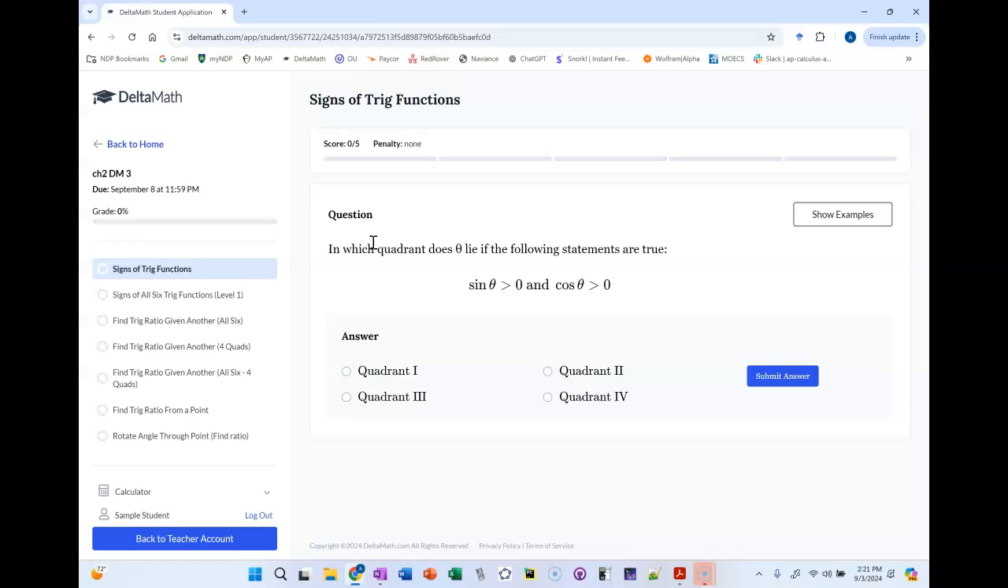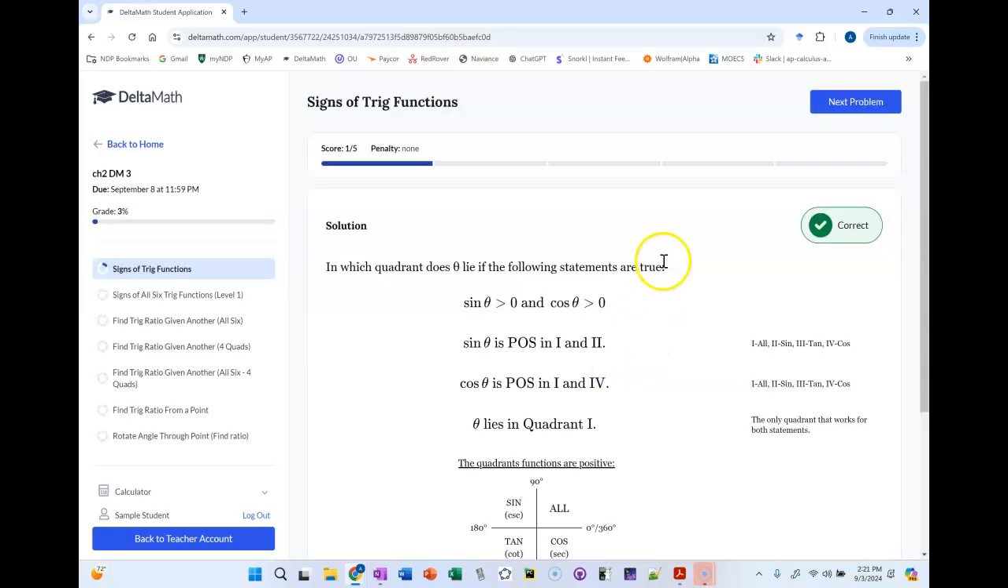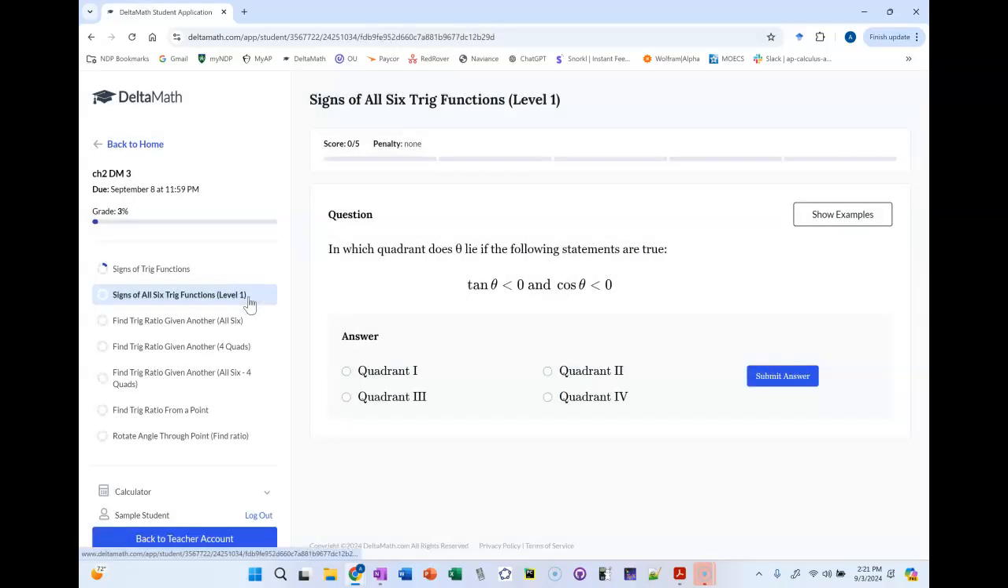So the first sets of questions, you're just going to be asking where the terminal side of theta is, what quadrant. So here it says sine is positive and cosine is positive. Well, sine is positive in quadrants 1 and 2, cosine in 1 and 4. So the place where they're both positive is just quadrant 1. If you have your All Silly Turtles Crawl picture open, it's pretty easy. The next problem is the same thing, except you could be involving the reciprocal identities also.